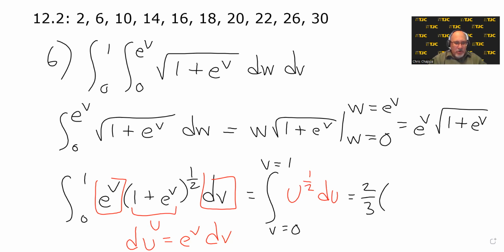And now we're going to replace the u with what it was representing, which is 1 plus e to the v. And the new power is 3/2. This is evaluated from 0 to 1. Now we can't be so nonchalant about the 0 here because it won't vanish. This is going to be a pretty ugly looking answer. I think I'm going to take it to the next page.